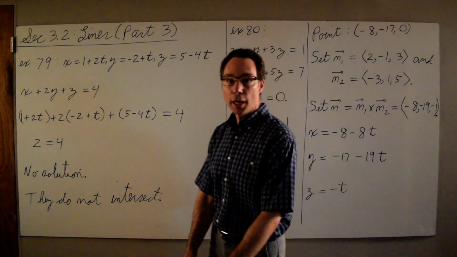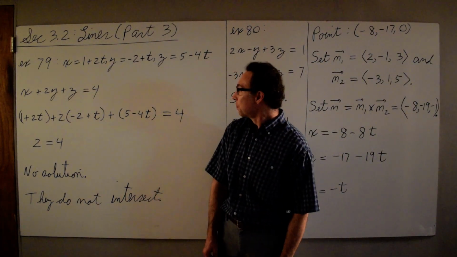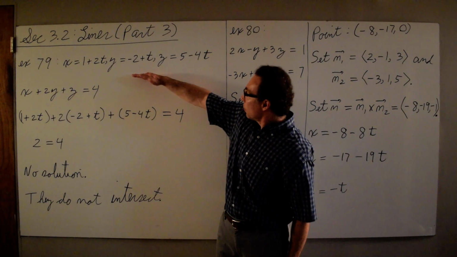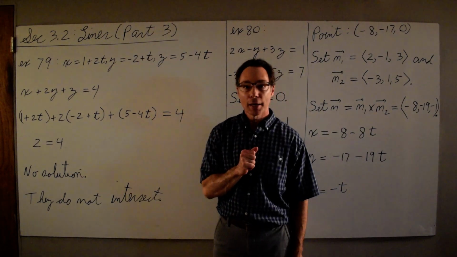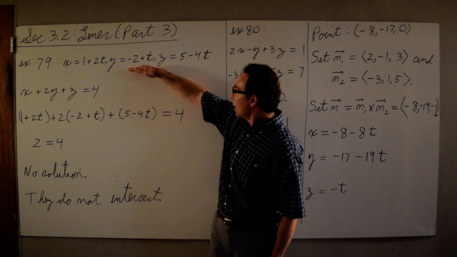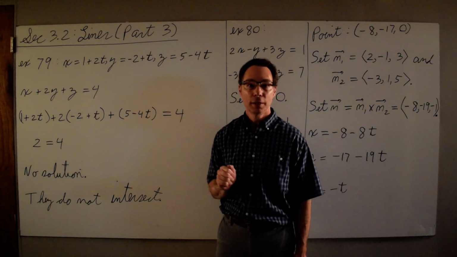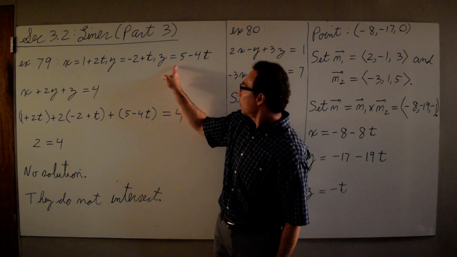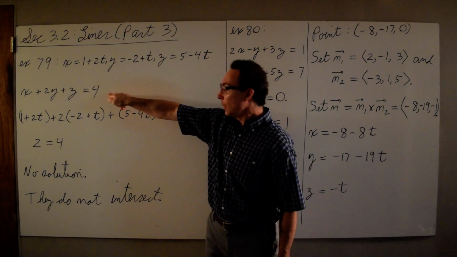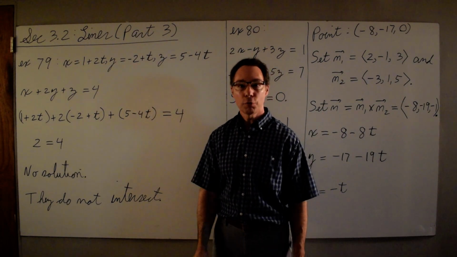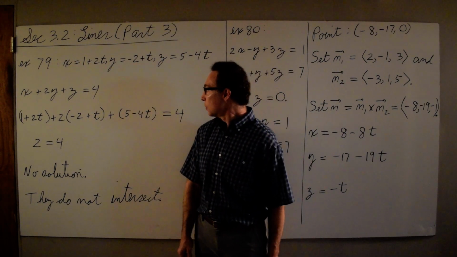This is the third video on section 3.2. And for example 79, we're being asked, does this line intersect this plane? So we're given parametric equations of a line, we're given the equation of a plane, and we want to know if the two intersect. So what do we do?